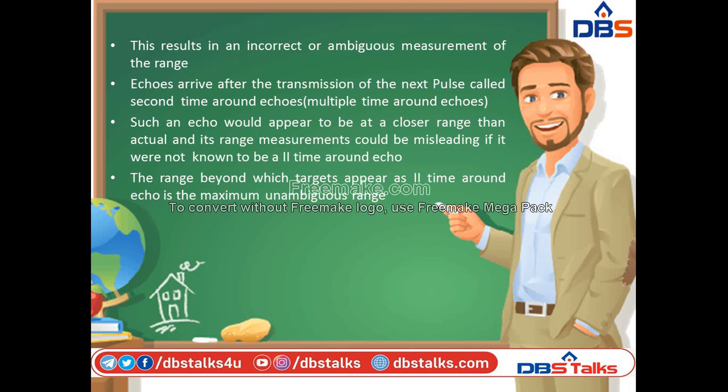Echoes arrived after the transmission of the next pulse are called second-time-around echo pulses. That means the signals we receive after the second pulse are called second-time-around echoes, and such an echo would appear to be at a closer range than the actual.